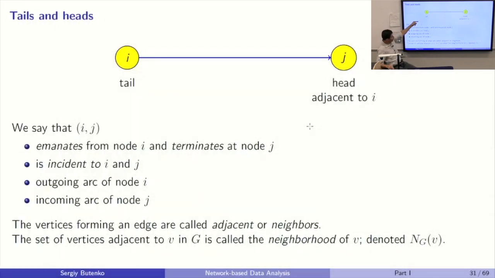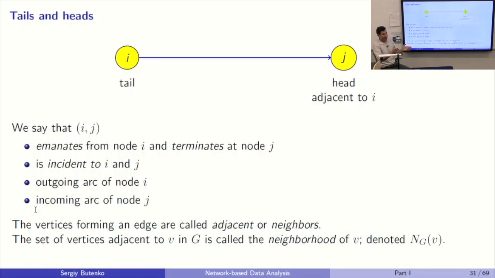If you have an arc ij, the node i is called the tail, the node j is called the head, and we call these nodes adjacent to each other. So adjacency is the relationship between the nodes, okay? And then we say that ij emanates from node i and terminates at node j. Then the arc is incident to both nodes i and j. So incidence is the relation between the arc and the node. Then it is an outgoing arc for node i and an incoming arc for node j.